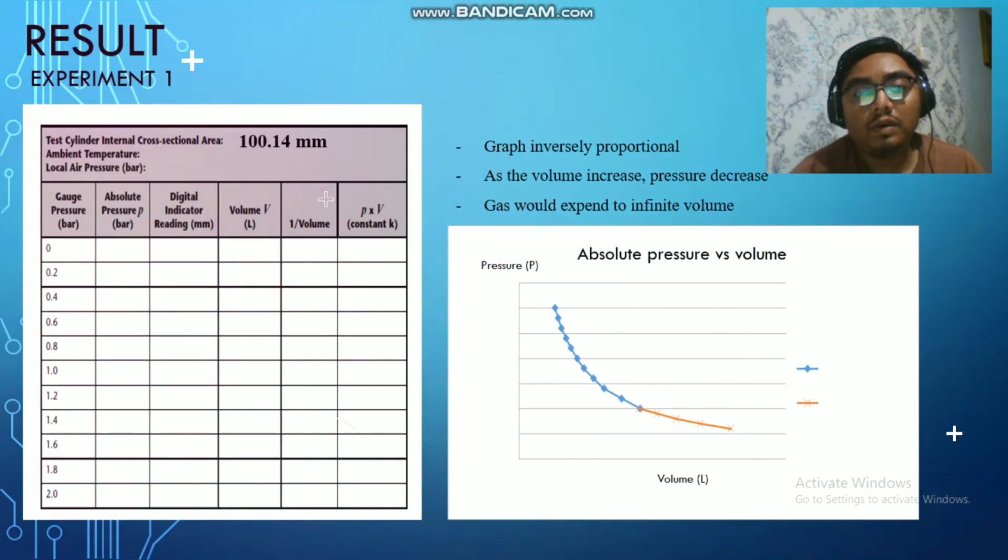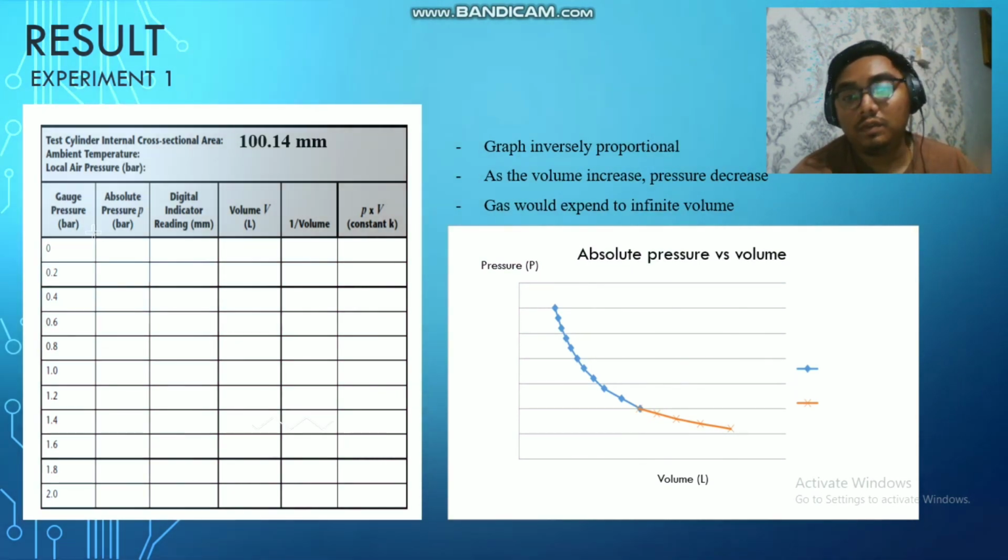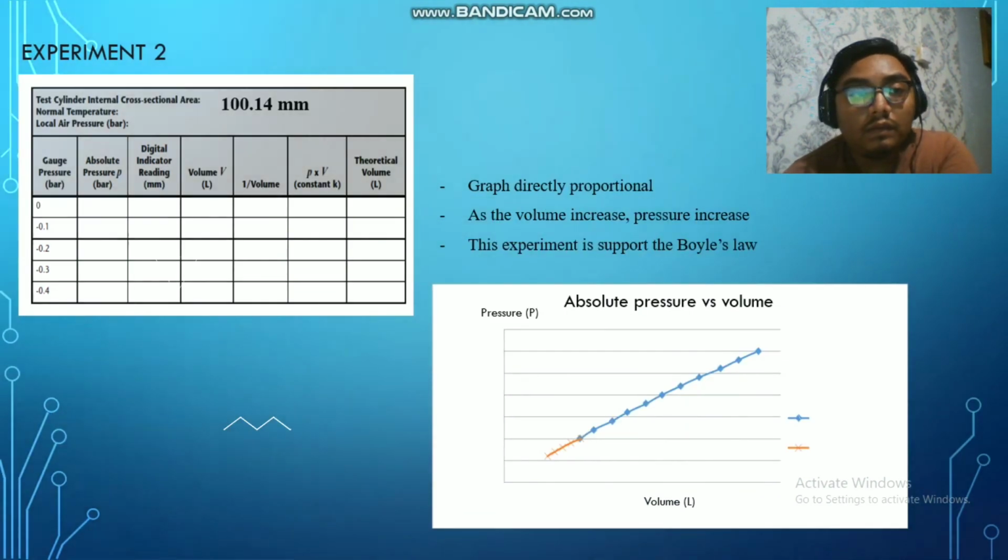So after that we will plot the absolute pressure versus volume graph, and as we can see, the graph is inversely proportional, which is, as the volume increases, the pressure decreases, as the gas will expand to infinite volume. For experiment 2, same as experiment 1 but with a different pressure in bar, and as we can see, the graph is directly proportional. As the volume increases, the pressure increases.